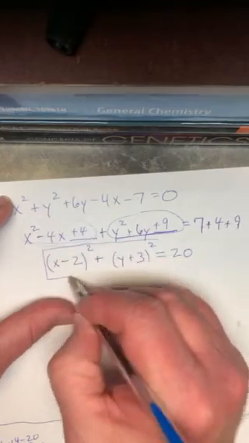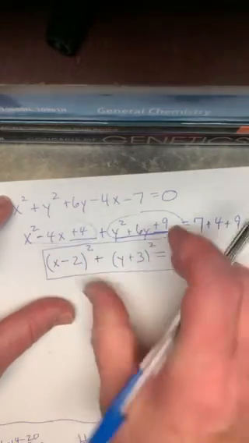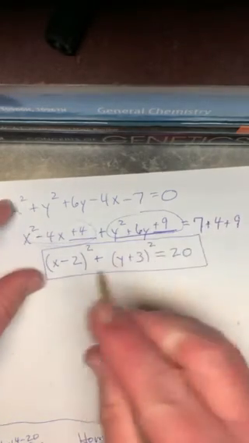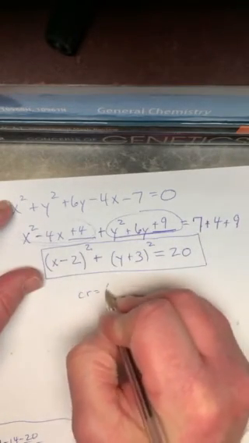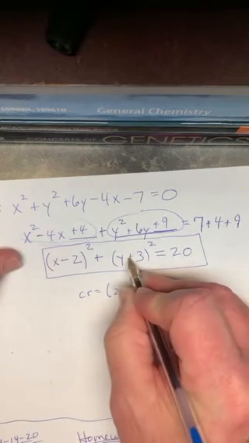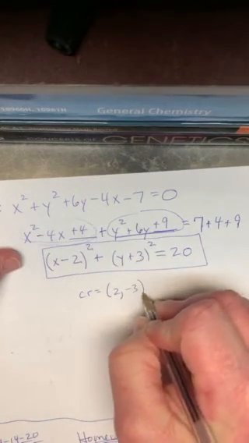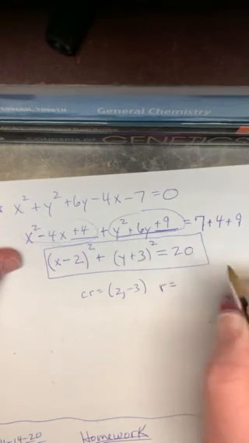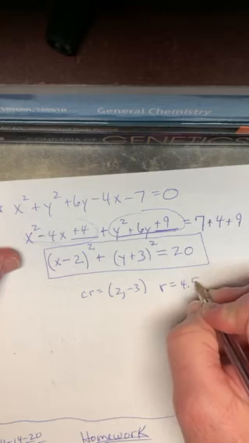Oh my gosh, I did it. Now, you don't have to graph this one. We were just trying to get it into standard form. But the center would be where? What's the opposite of -2? 2. What's the opposite of +3? -3. And the radius would be whatever the square root of 20 is, which when I did it on my calculator was 4.5.